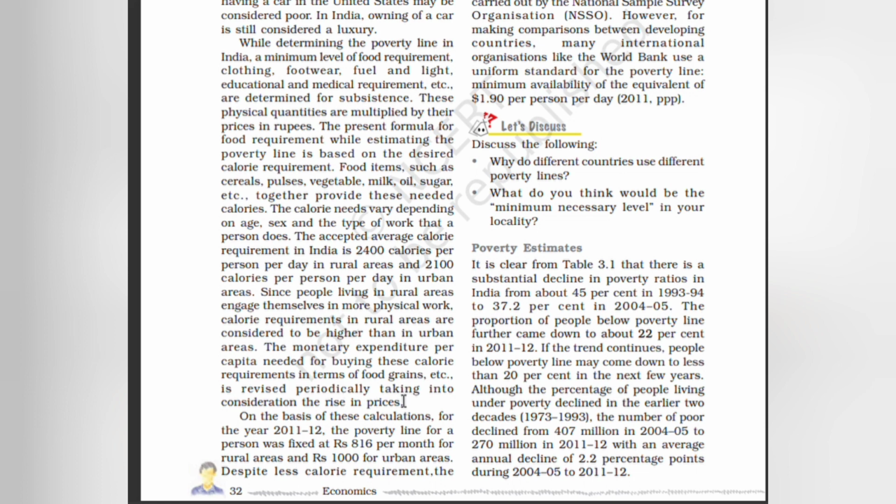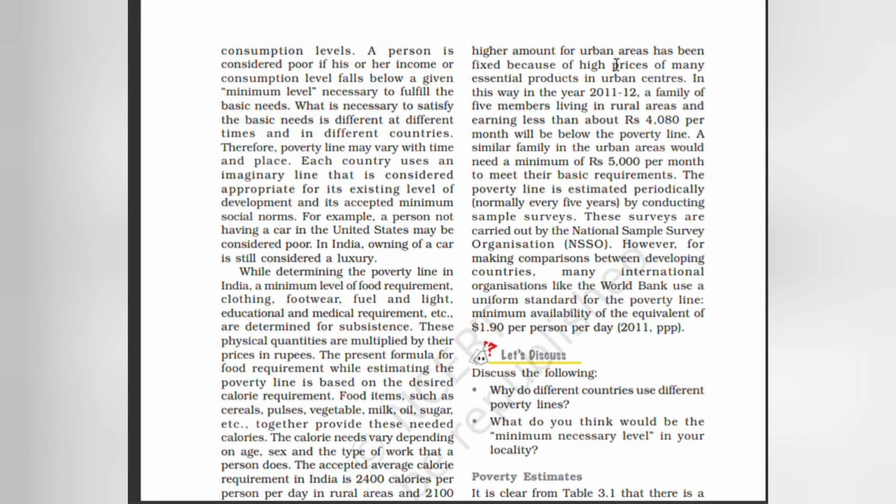On the basis of these calculations, for the year 2011-12, the poverty line of a person was fixed at rupees 816 per month for rural areas and rupees 1000 for urban areas. Despite less calorie requirement, a higher amount for urban areas has been fixed because of high prices of many essential products in urban centers. In this way, in the year 2011-12, a family of 5 members living in rural areas earning less than about 4,080 per month will be below the poverty line. A similar family in the urban area would need a minimum of rupees 5,000 per month to meet their basic requirements.